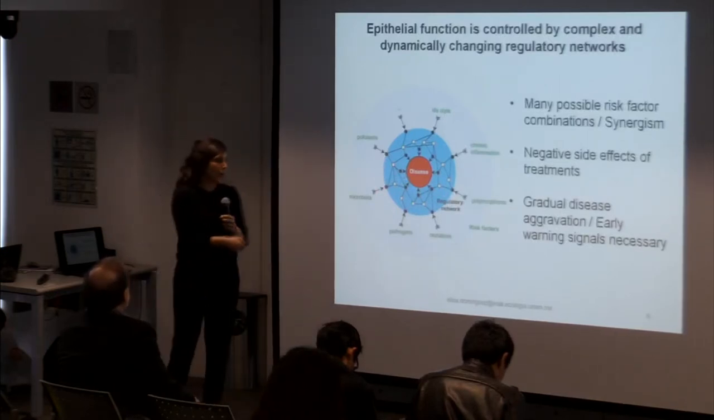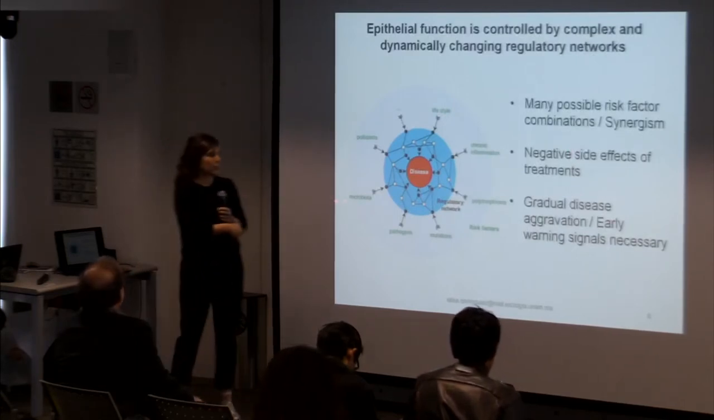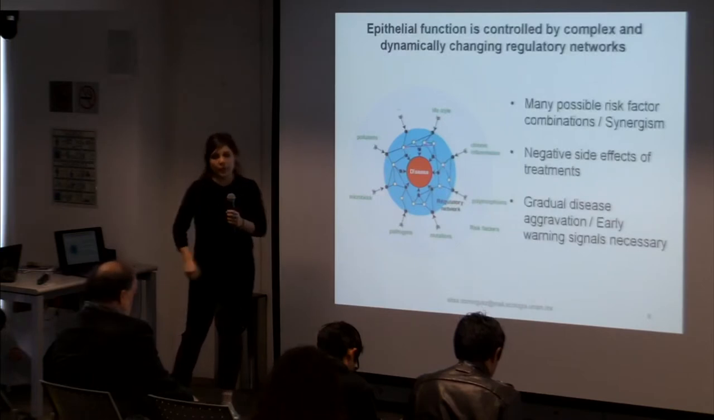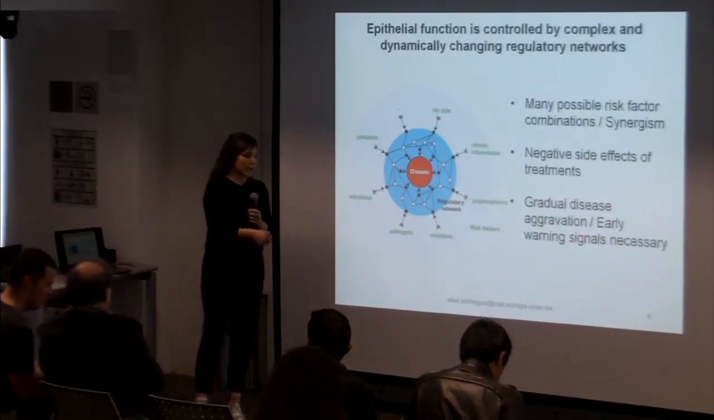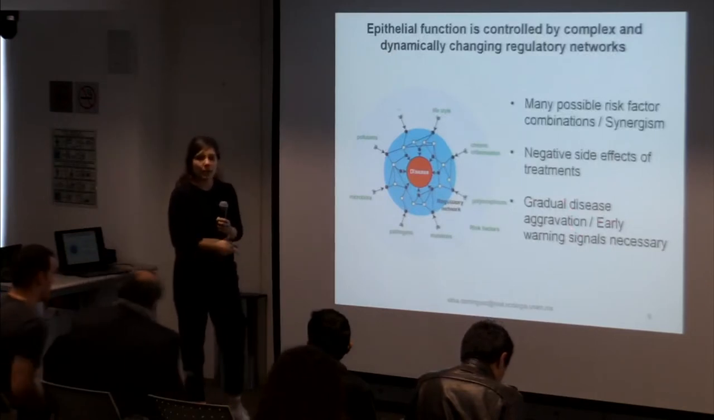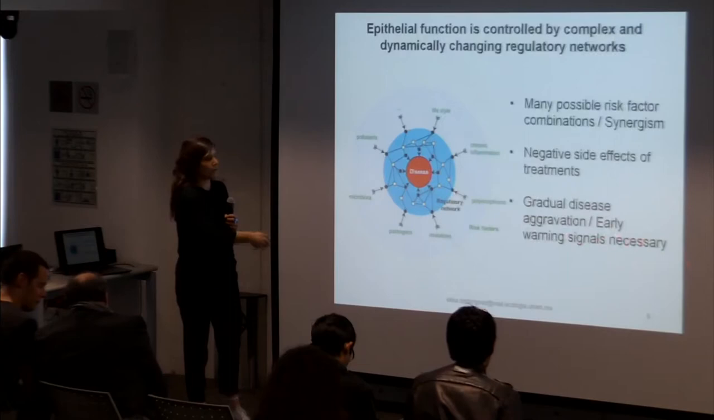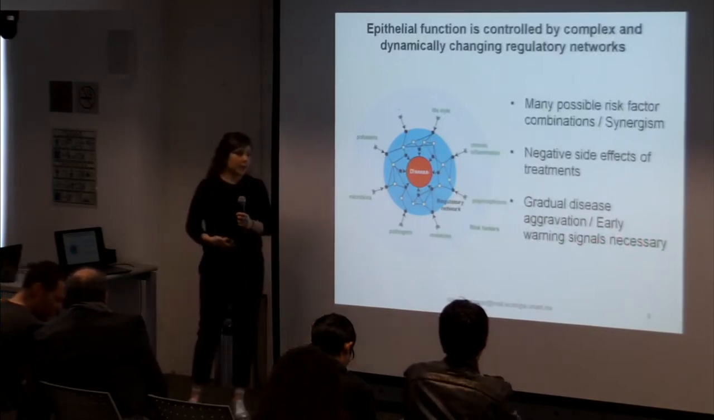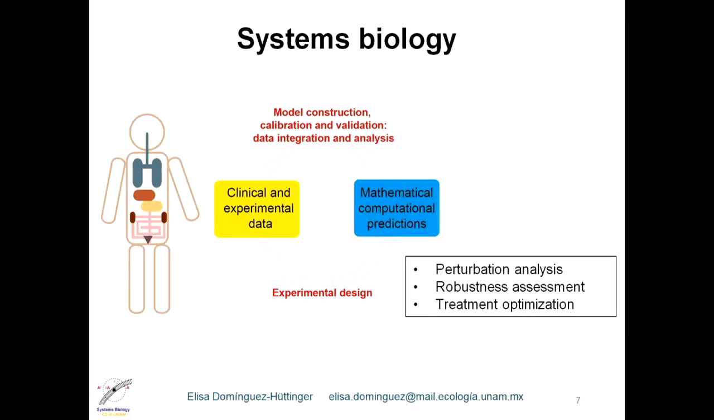And finally, we have a gradual disease aggravation, also due to the propagation of the perturbations due to its internal logic. And because of this, also in line with the previous talk, we have a pushing need of finding better early warning signals to halt this disease progression. So here we do systems biology.